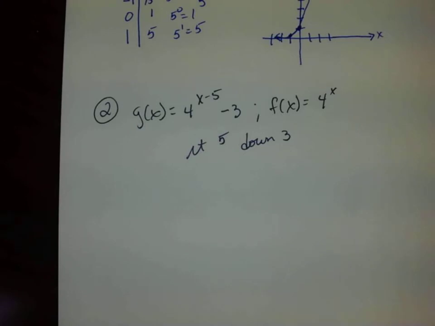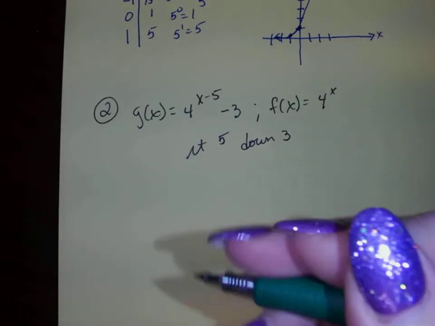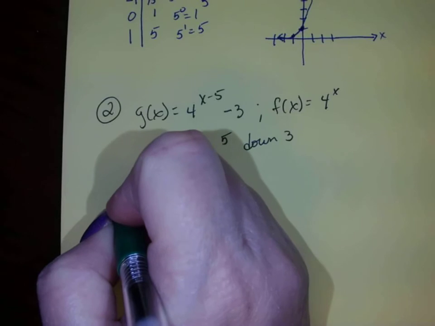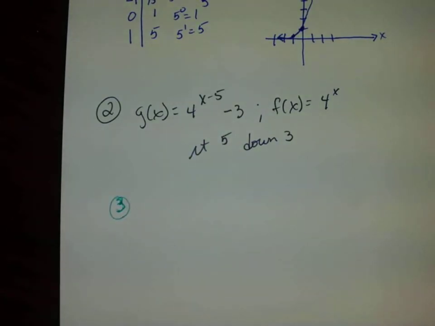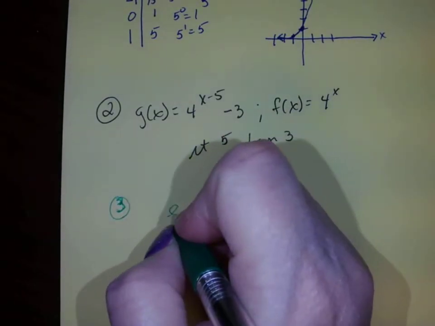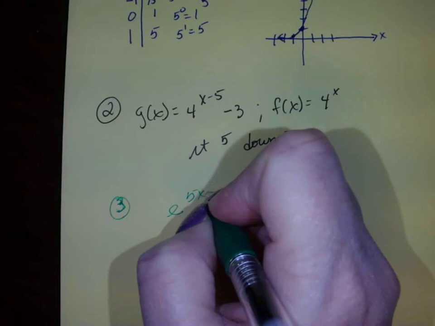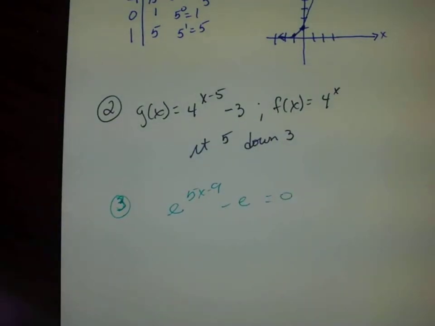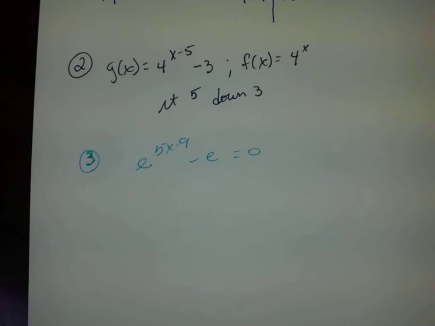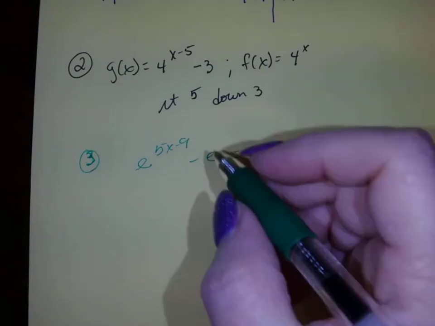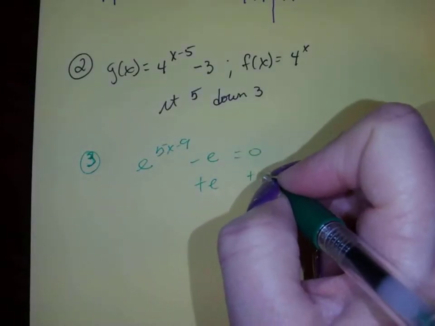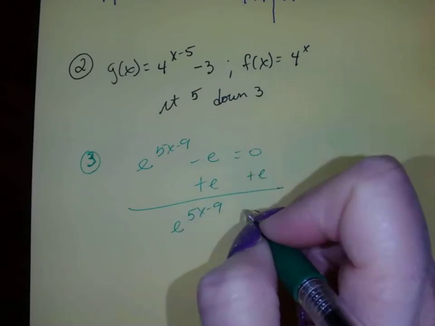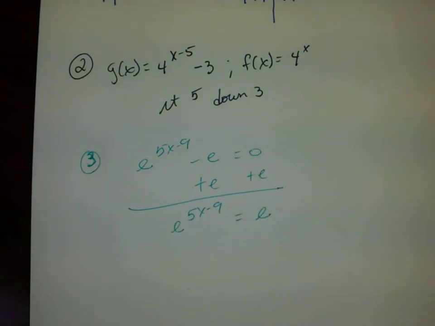All right, number 3. So for number 3, we are solving the equation e^(5x-9) - e = 0. And it's just telling us to solve it. So what we're going to do is add this e to the other side and get e^(5x-9) is equal to e.